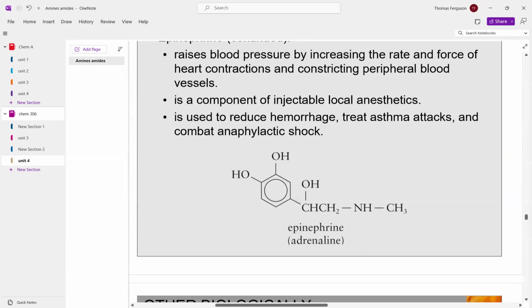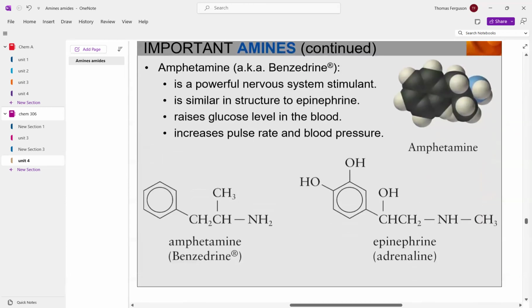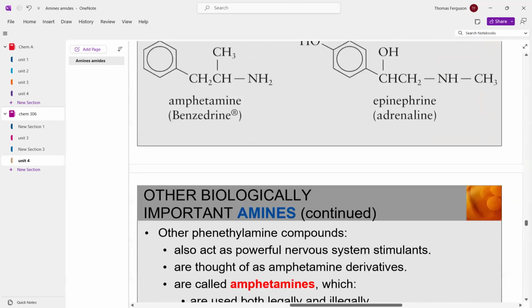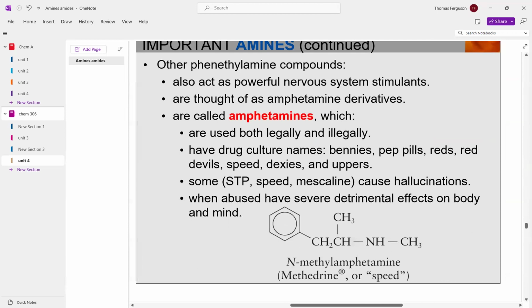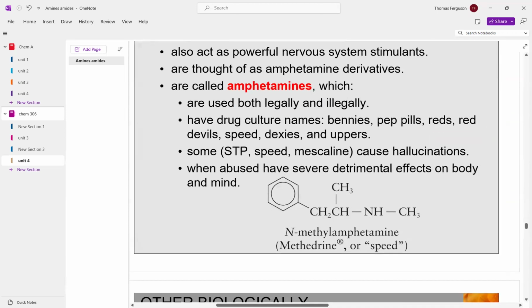Adrenaline, amphetamine, epinephrine. I mean, it goes on and on. It's amazing. And of course, there are other nitrogen compounds. You all have heard of speed or amphetamine. This is what it looks like. One of them. There are many versions of this. Notice again, it's an amine. It's a secondary amine right there.